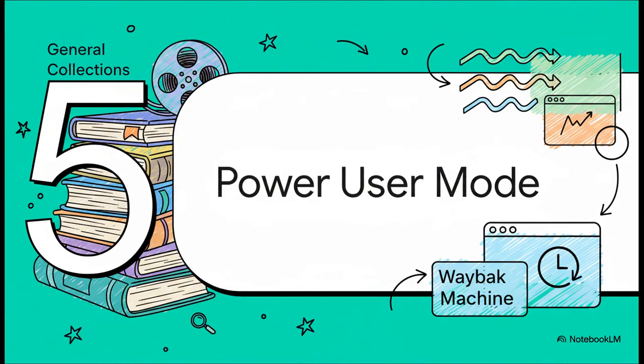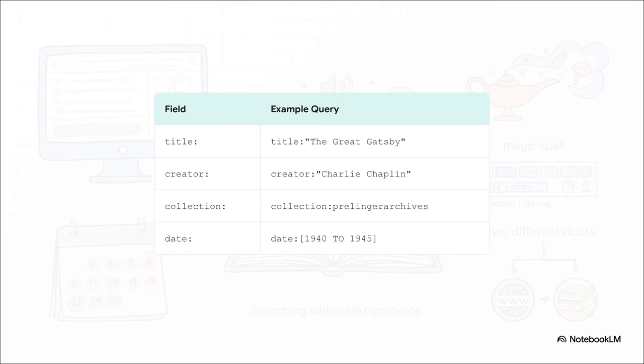Okay, once you've mastered the magic spell hunt, you are already way ahead of most people. But let's take a quick peek at how the real power users get those super precise, laser-focused results. They use something called fielded searching. Instead of just typing Charlie Chaplin, a pro would type creator and then Charlie Chaplin. See what that does? It tells the search engine, hey, don't just look for these words anywhere. I only want to see results where Charlie Chaplin is listed as the creator. You can do this for the title, a specific collection, even a range of dates. It gives you so much more control.